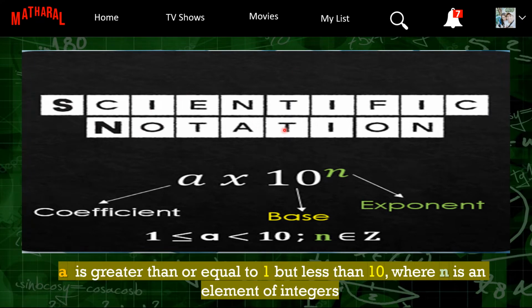So in scientific notations, there is a so-called coefficient and the base 10, and here the n is the exponent. In this inequality, A is greater than or equal to 1 but less than 10, as what you have seen on your screen. Here, n is an element of integers. Ito yung symbol po ng integers. So let's proceed.